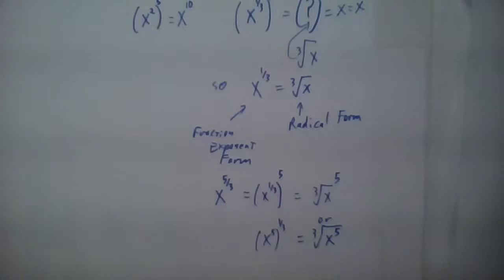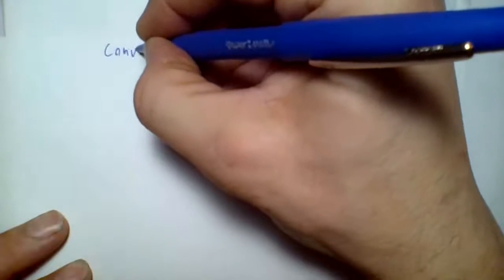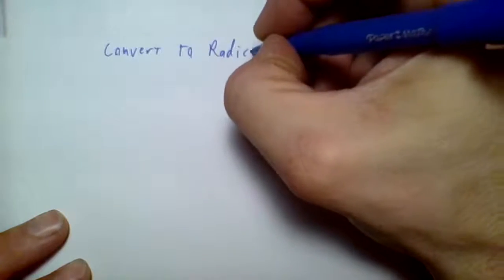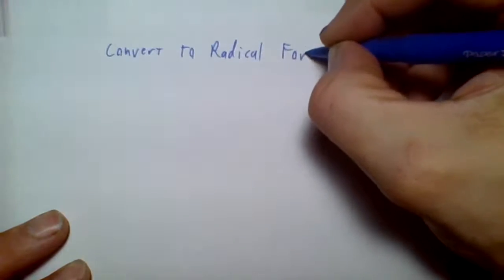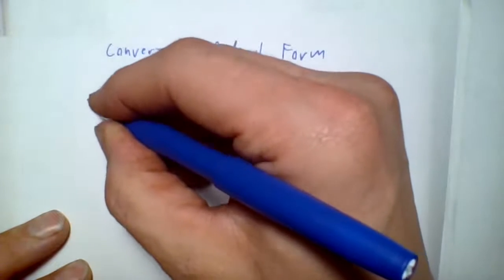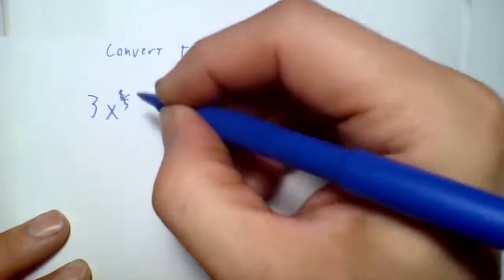I'm going to make these up instead of working out of the book, I guess. I'm not finding what I'm looking for. Let me just keep moving. We have to deal with problems like this. It'll say convert to radical form, something that's starting as a fraction exponent, like 3x to the 8 over 5.